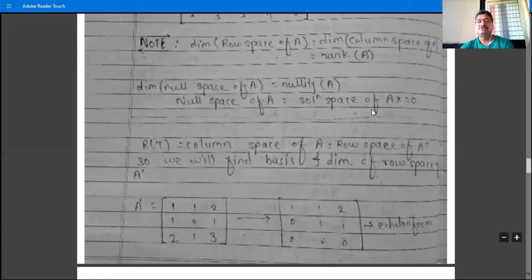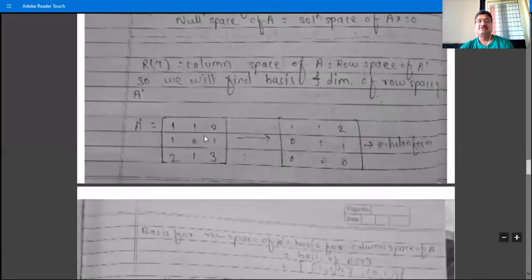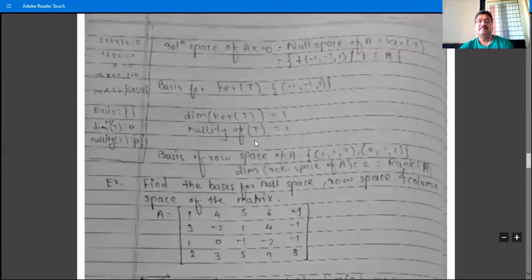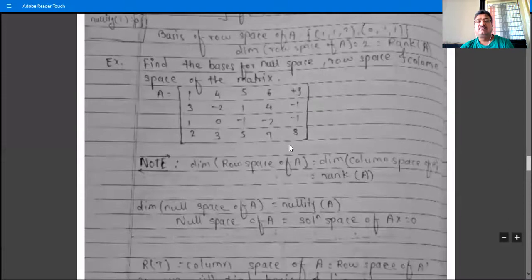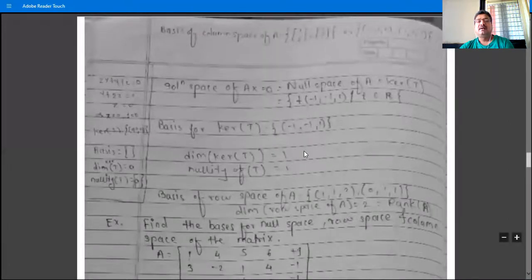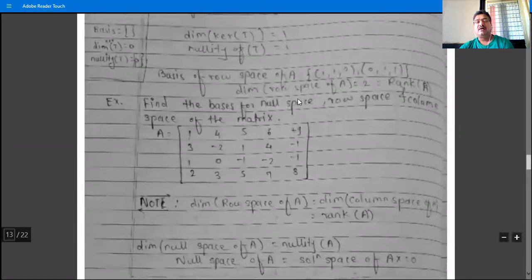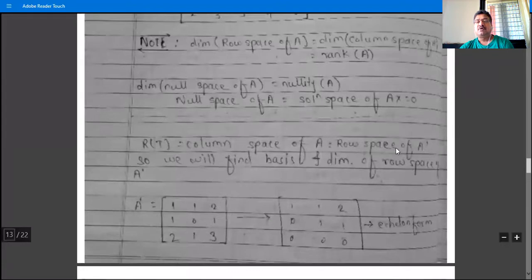Null space is the solution space of the system. So what is R(T)? The column space of A is equal to the row space of A transpose. So we will find the basis for the row space of A transpose. So this is the answer. Don't write this. If we have to find the basis for the range of T, then we will find the basis for the column space of A, or we will find the basis for the row space of A dash.